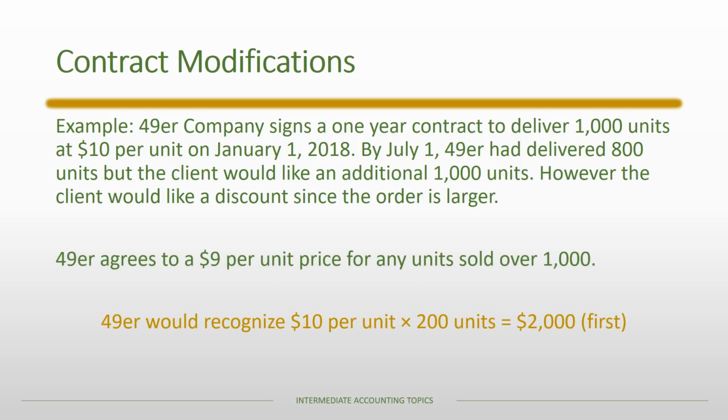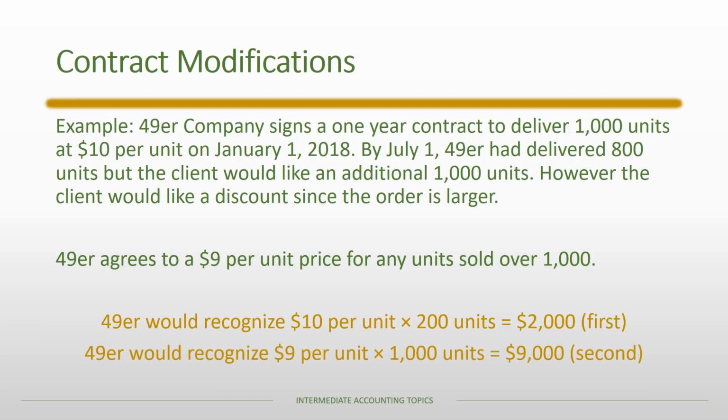So as an example, if 49er agrees to a $9 per unit price for any units that are sold over 1,000, so if they offer that, now we have distinct goods or distinct units and we have standalone pricing. So this could be a new contract, and so these additional 1,000 units would be a separate performance obligation.